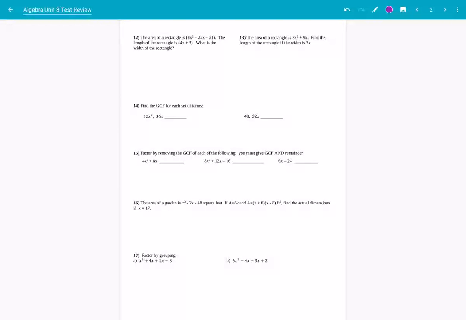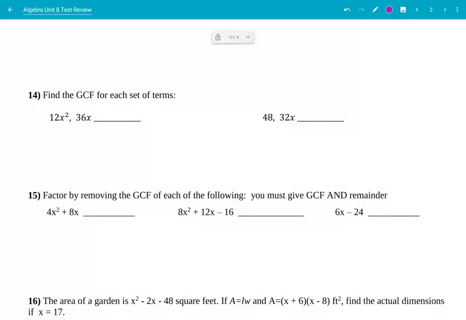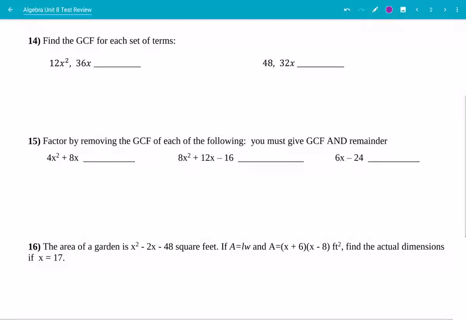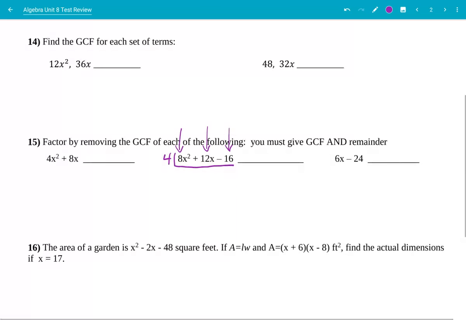Let's do some GCF stuff. Those are easy, the 14 there, but I'll do one that's more difficult. So we're going to remove the GCF. So give the GCF and the remainder. Let's do a little upside down division of this. Let's look at just the numbers first. All these are even, right? So I can pull out at least a 2, but let's go a little bit further. Will 4 go into all of these an even number of times? Yeah, 4 goes into 8 2 times, 4 goes into 12 3 times, 4 goes into 16 4 times. So I'm going to pull out a 4, and then I'll divide.